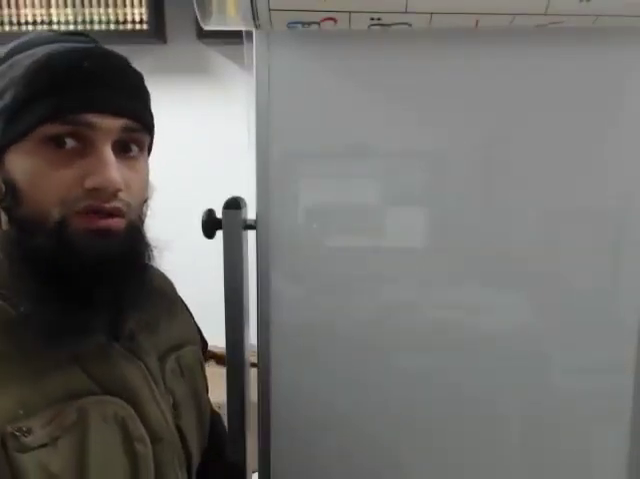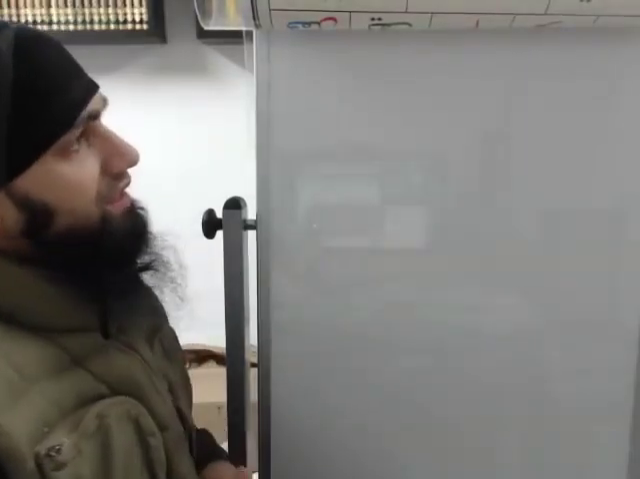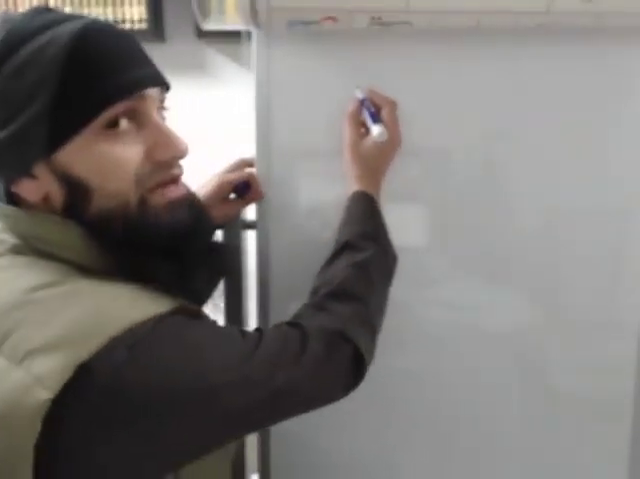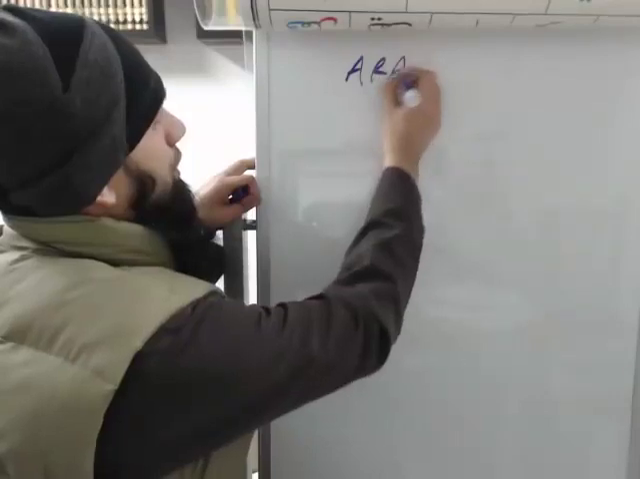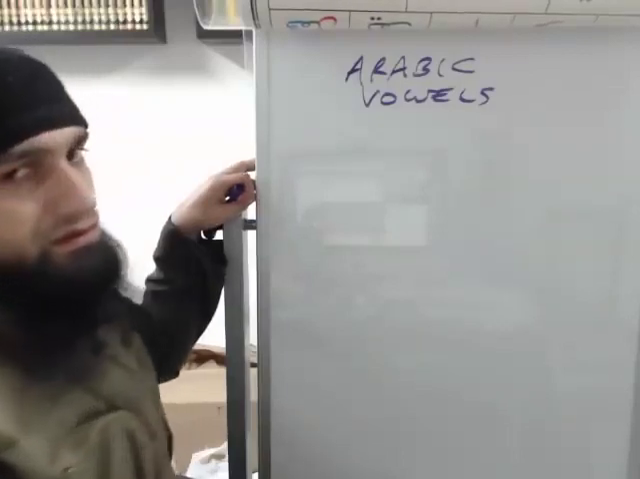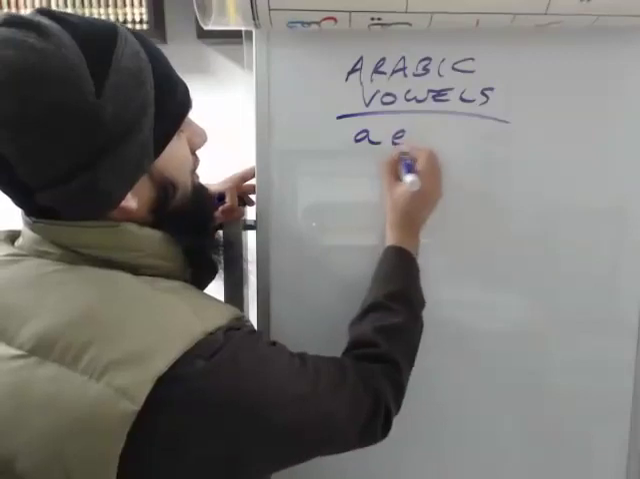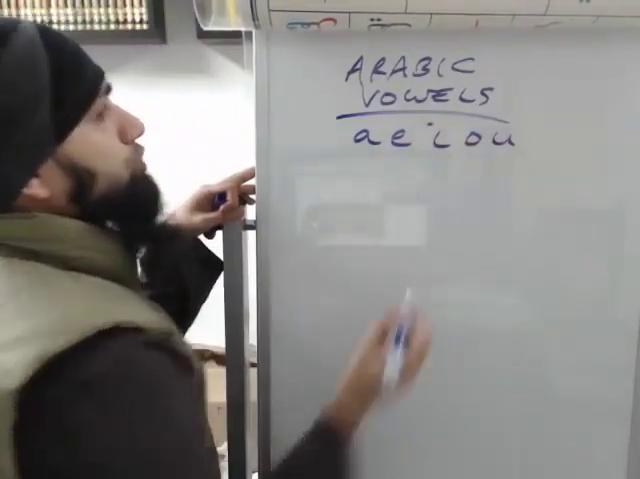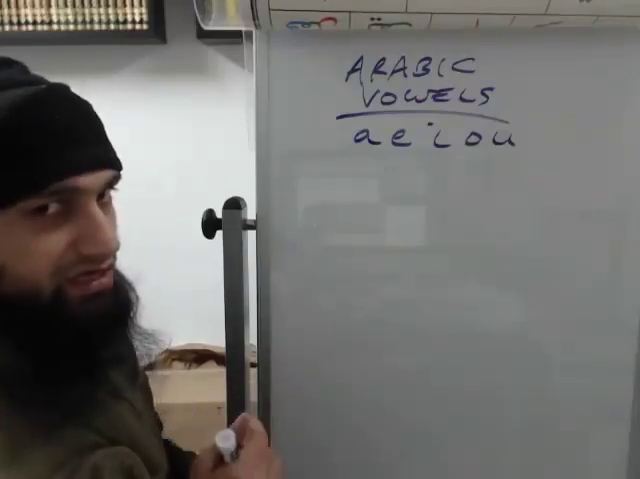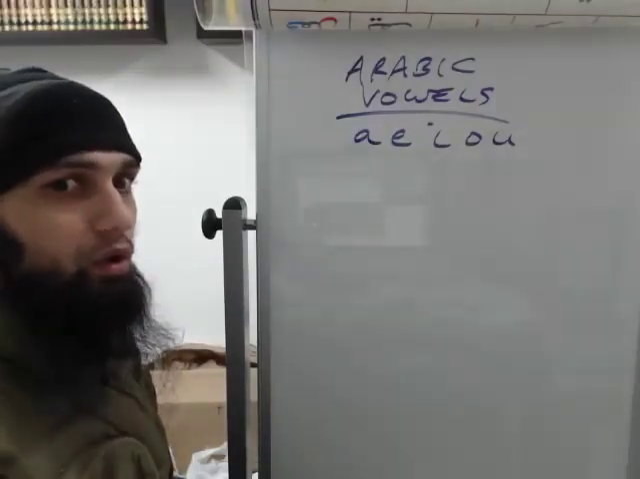You may download it. It is there for you to download. It covers something called the Arabic vowels. Now English has vowels too, and the vowels of English are A, E, I, O, U. These are just different letters that are used to make sounds, right?